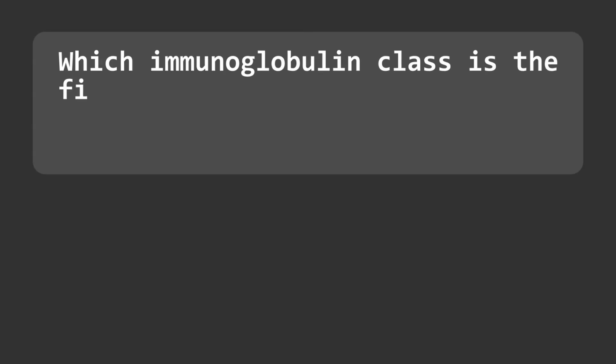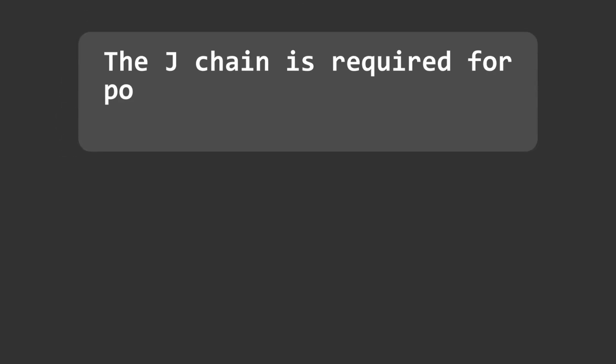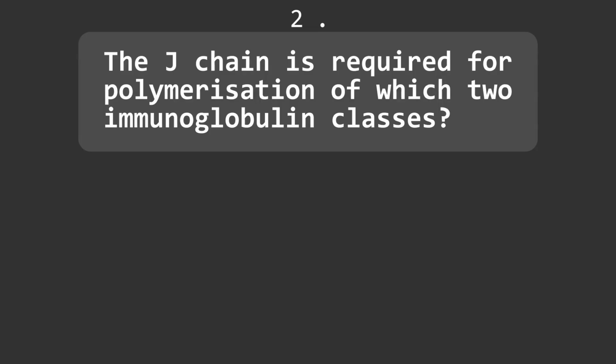Which immunoglobulin class is the first to appear in the primary immune response and is pentameric in serum? IgM. The J chain is required for polymerization of which two immunoglobulin classes? IgM and IgA.